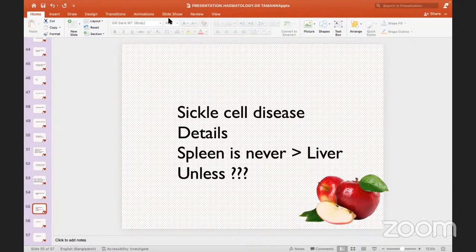And you can ask me, madam, the spleen is there, why are we giving the drug? The spleen is there, dear, but the spleen is malfunctioning. It is already saying, I am tired of destroying RBC. So with a malfunctioning spleen, that's why antibiotic prophylaxis is a must in case of sickle cell disease.